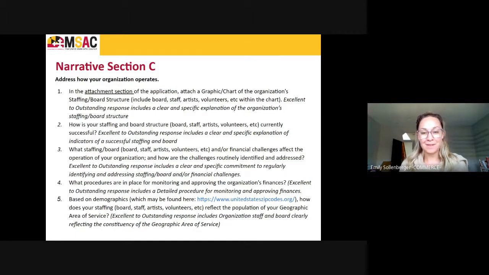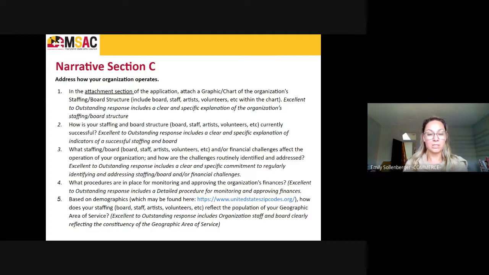The fourth question is, what procedures are in place for monitoring and approving the organization's finances? So here we're looking for a detailed procedure of monitoring and approving finances, who's involved, what you're doing on a day-to-day basis.